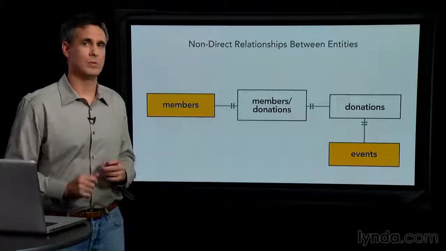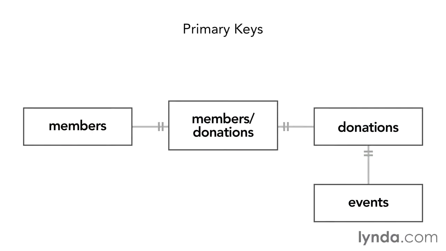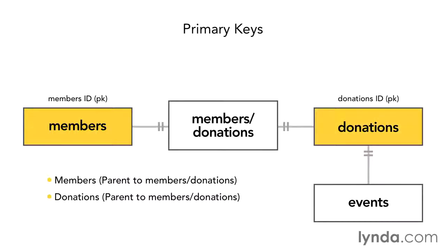Once our relationships are in place, we can now determine which tables need primary keys and which need foreign keys. We'll begin first with the primary keys. In review, we see the following tables acting as a one or a parent in their relationships. Members are a parent to members donations and will require their own primary key. And donations are also a parent to members donations and therefore need their primary key. And events are a parent to donations and thus will require a primary key as well.